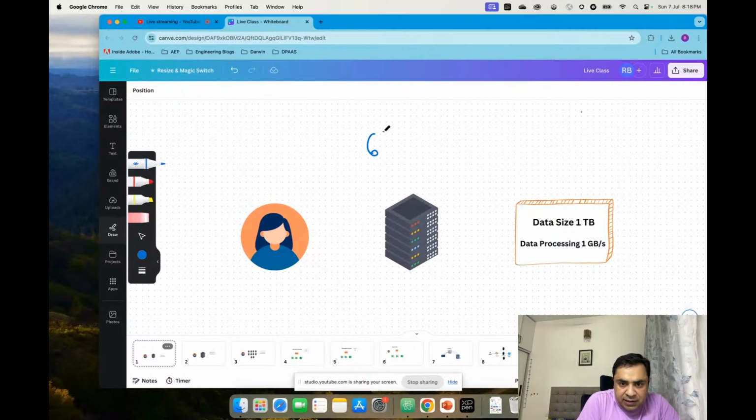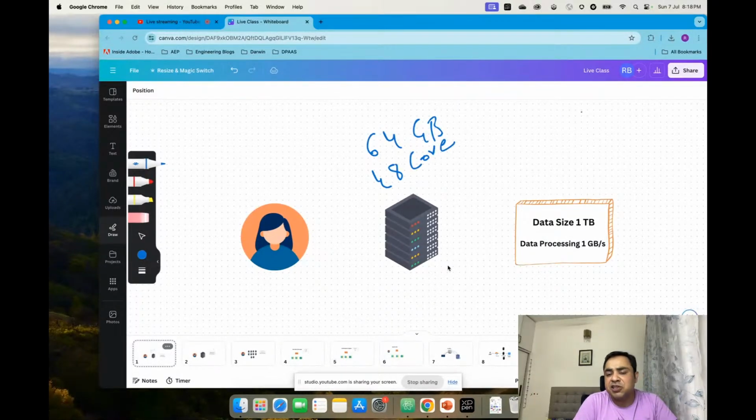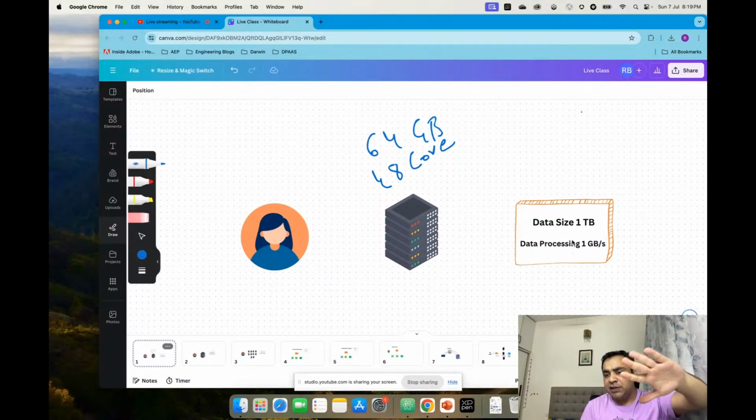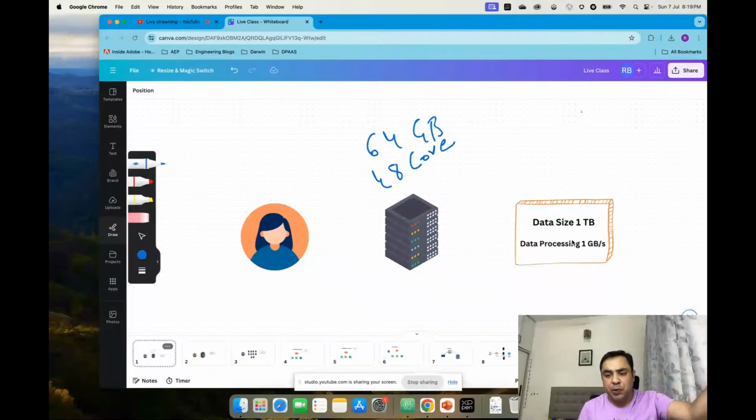In that, let's say 64 GB RAM is there, and this machine is 48 core. It's a single machine. Now, we are considering that whatever data you are talking about, 1 million tweets, is about 1 terabyte. If you're not aware of 1 terabyte, it is 1000 GB. We are just taking a hypothetical example that you had 1 terabyte of data with lots of tweets from Twitter for the last 1 month.